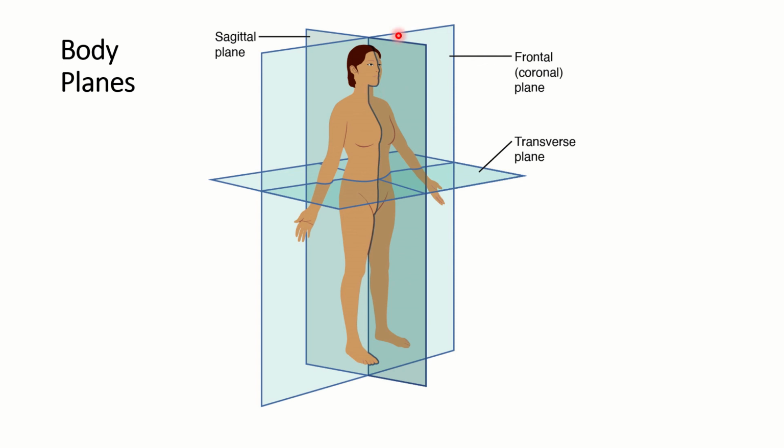And you have the frontal, another name for frontal is coronal, so that splits the body to anterior and posterior. So this plane, anterior and posterior. And then you have the transverse, which splits the body to the superior and inferior parts.